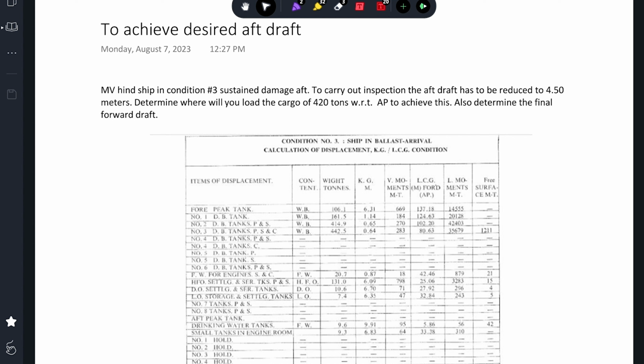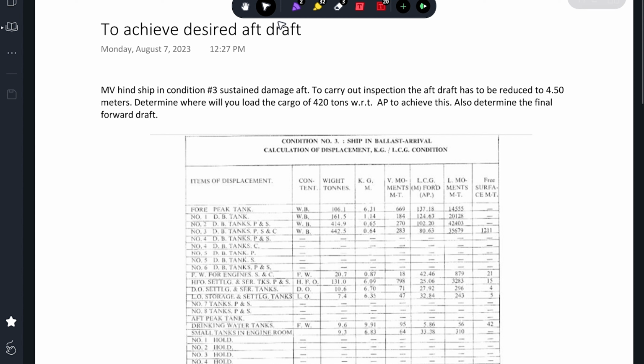It's based on MV Hinchip. MV Hinchip in condition number 3 sustained damage aft. To carry out inspection, the aft draft has to be reduced to 4.50 meters. Determine where will you load the cargo of 420 tons with respect to aft perpendicular to achieve this. Also determine the final forward draft.